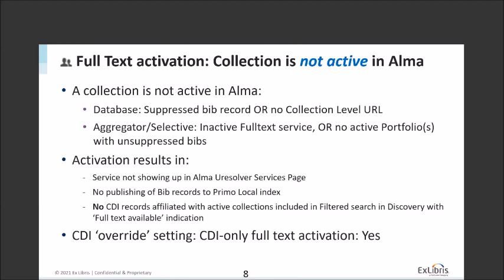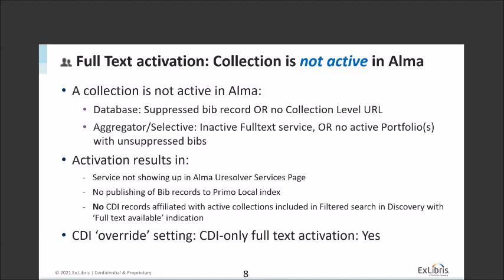So when is a collection not active in Alma? Again, it's different for database types of collections versus aggregator and selective. For databases, it means that there's either a suppressed bib record or there's no collection level URL available for the database. For aggregator and selective collections, it means that you either have an inactive full text service, so when you activated the collection in the activation wizard, you didn't activate the full text service, or there are no active portfolios with unsuppressed bibs for this particular collection.